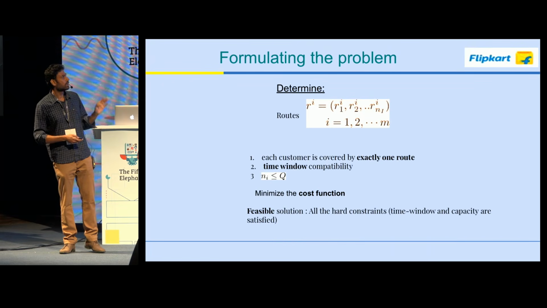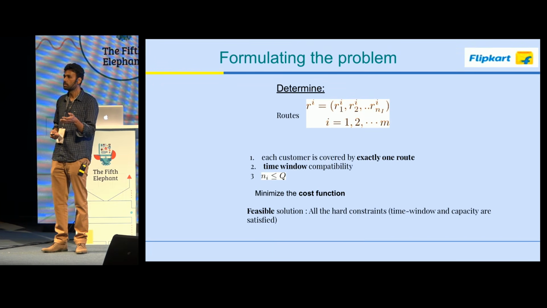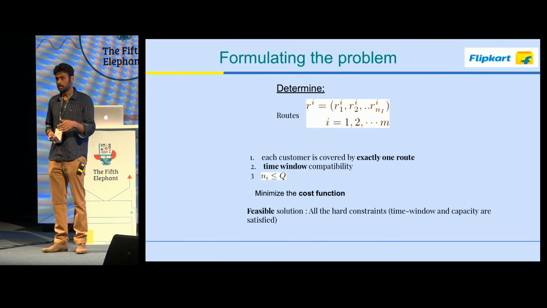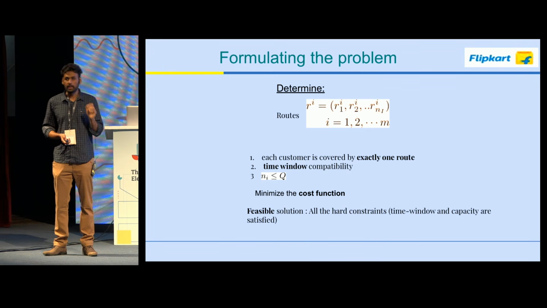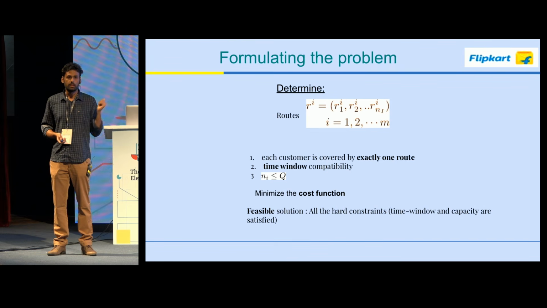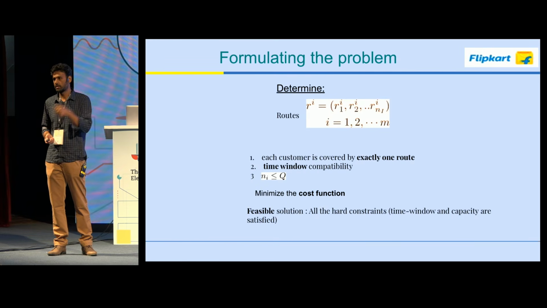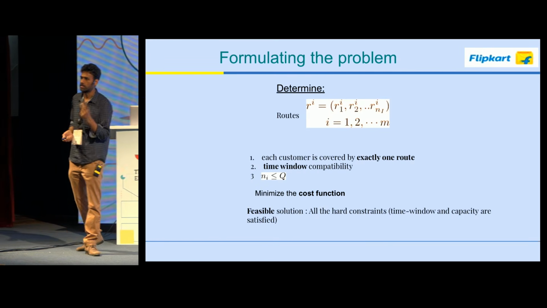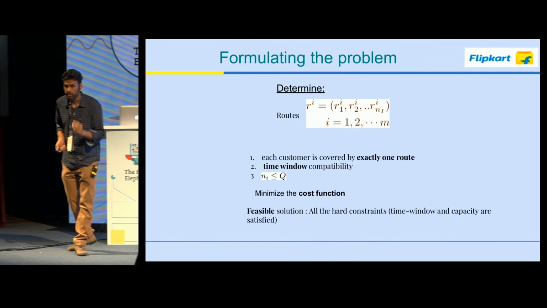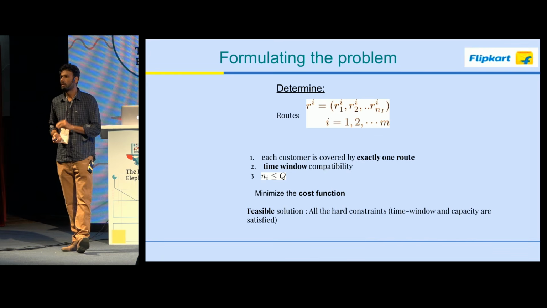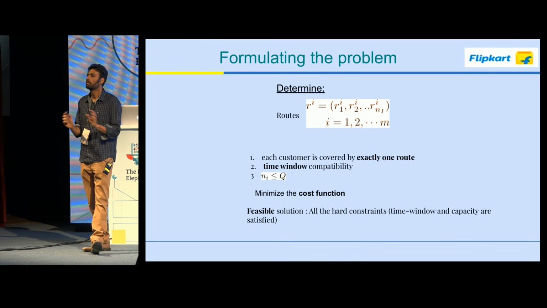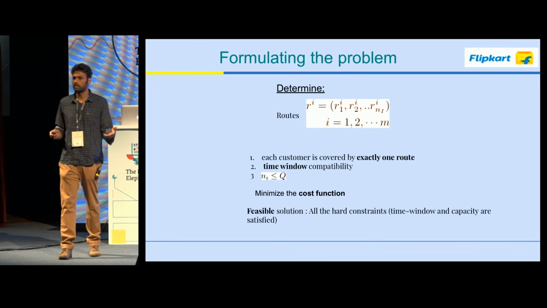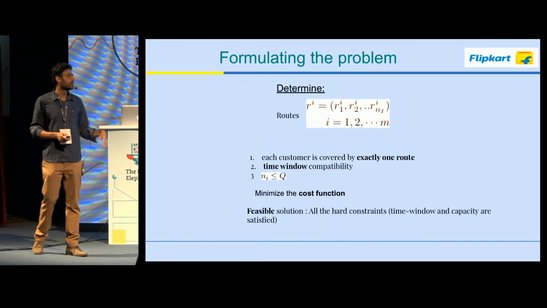What you need to find are the M routes, R_i, going from 1 to M, such that the following conditions are satisfied. First, each customer is serviced by exactly one route. Second, the time window constraints, that is, the arrival at a customer should be within its time window, and third, the capacity constraint of the vehicle. Given these, you want to minimize the cost function. This is the problem. A bit of terminology: you consider solutions feasible if the hard constraints are satisfied, that is, regardless of the cost, it's a feasible solution.